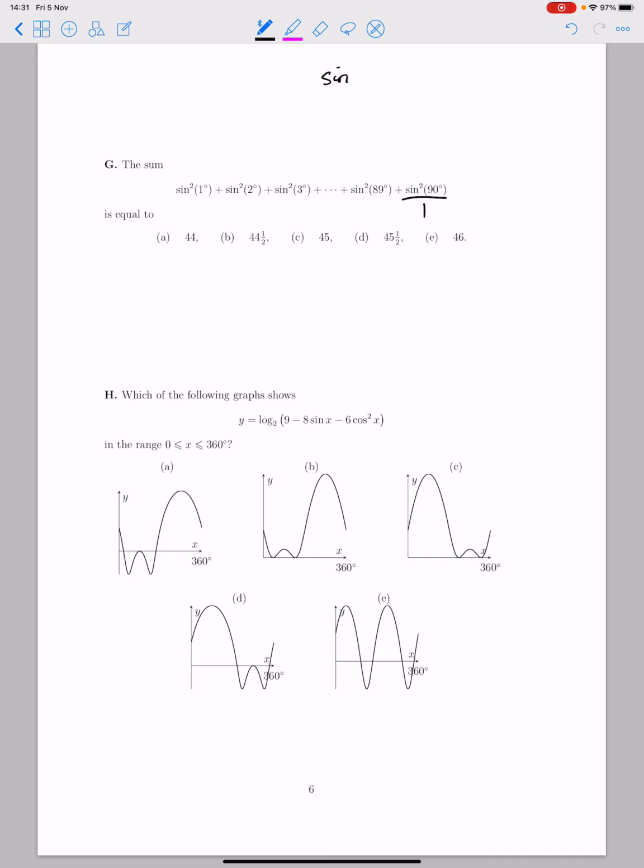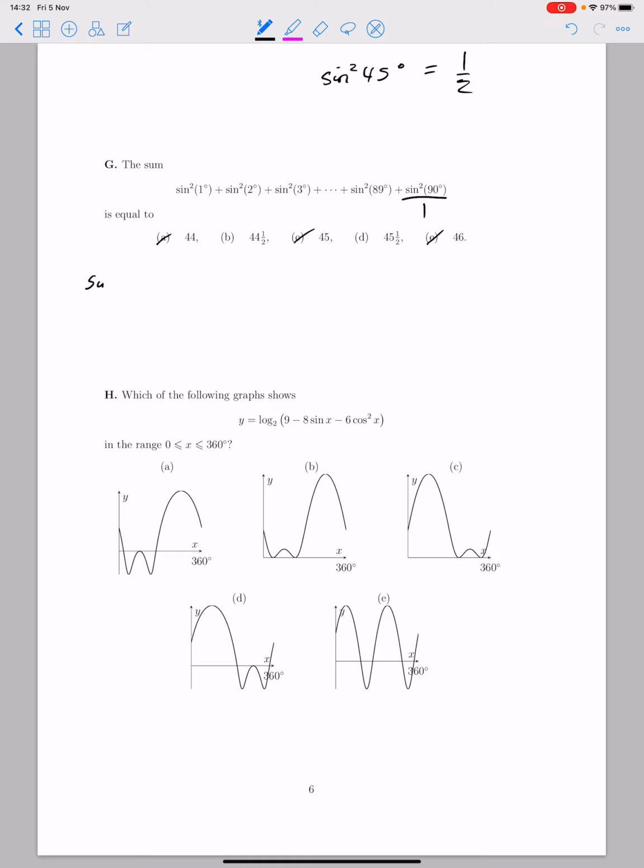And that's just going to be a half, because it's the square of 1 over root 2, so it's going to be a half. So I've got to have something with a half in my answer, so it can't be A, it can't be C, and it can't be E. What I wrongly thought in the exam was that sine squared 1 is going to be smaller than sine 1, and sine squared 89 is going to be smaller than sine 89, and therefore it must be 44.5. But that's not the case, which I will show now.